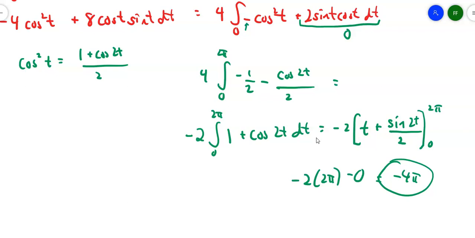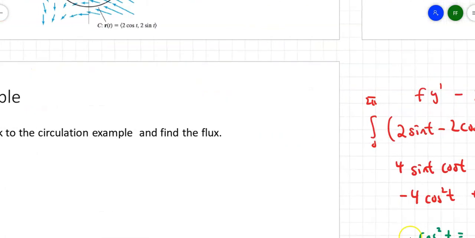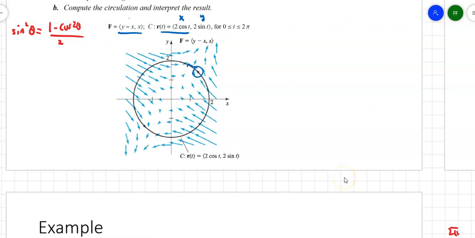What does negative 4 pi mean? That means that the flux is negative, meaning that the vectors pointing in are larger than the vectors pointing out. And if you go back to the original picture, it might make a little bit more sense now that we actually did the calculations. The vectors pointing in towards the curve, not necessarily in the direction of the curve, are larger than the vectors that are pointing away from the curve. So it has a zero circulation that's going in the direction of the curve, but it has a negative flux.